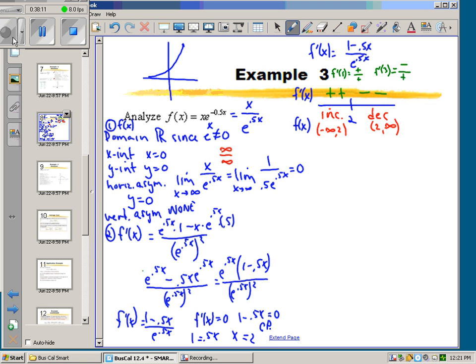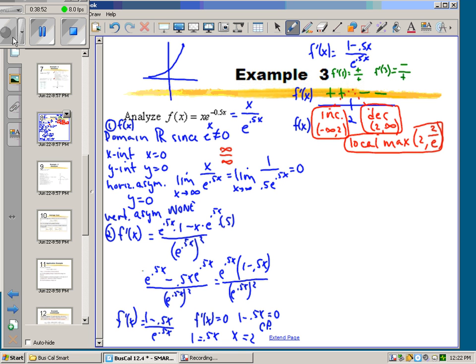Do we have a maximum or minimum at 2? Well, 2 is in the domain, and there is a sign change. The function was going up, and then it's coming down. So we have a local maximum at 2, and we need to know the y value. Plug 2 into the original function, and you get 2 over e, because it's going to be e to the first power when you multiply it by 2. So 2 over e, that's 2 over 2.7, so it's approximately a third. Okay, so we have a local maximum here, and we also know where it's increasing and decreasing.